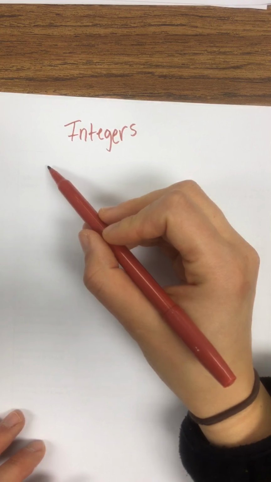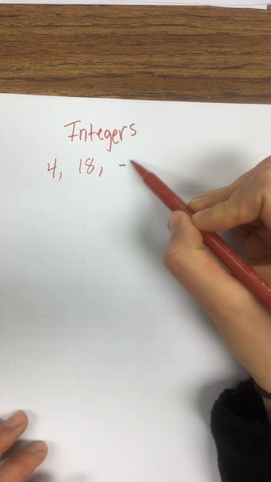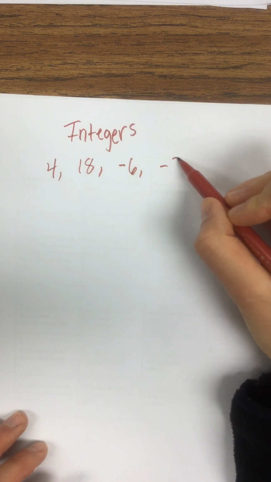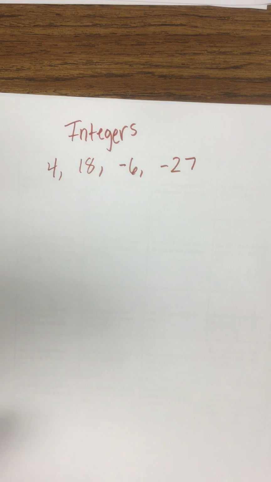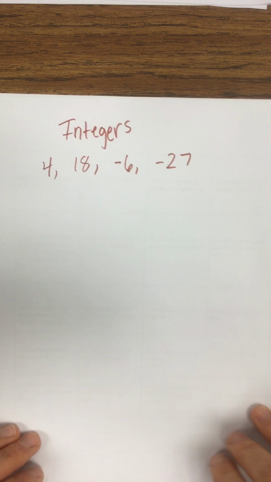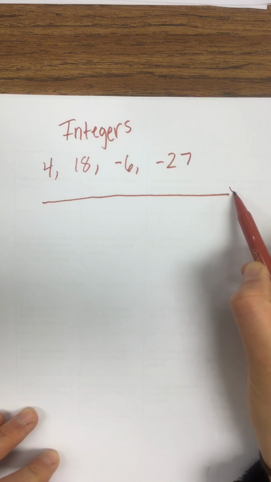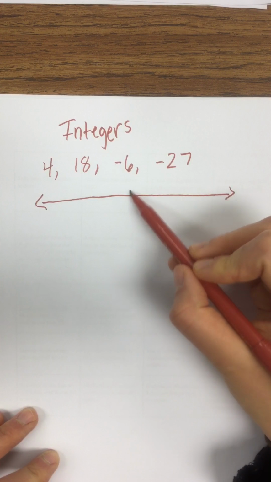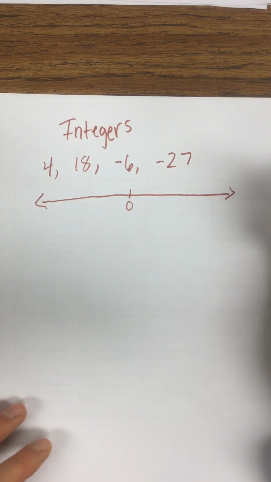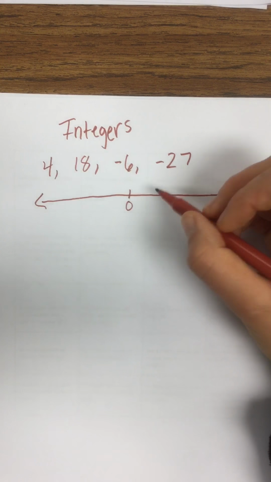This video is on integers and graphing integers. An integer is just any positive or negative whole number, including 0. So that would be numbers like 4, 18, negative 6, negative 27, any positive or negative whole number. And the way we represent them on a number line, the positive numbers always come after 0 and the negative numbers always come before.